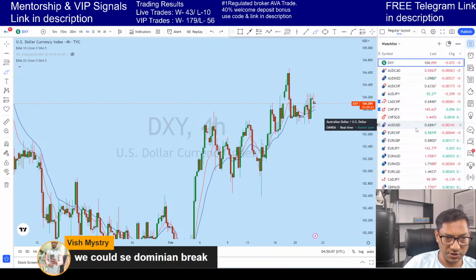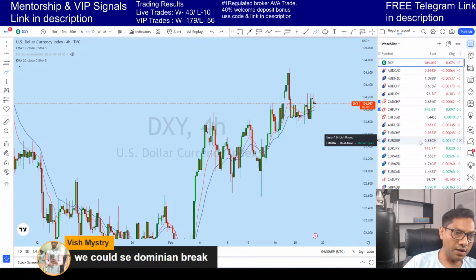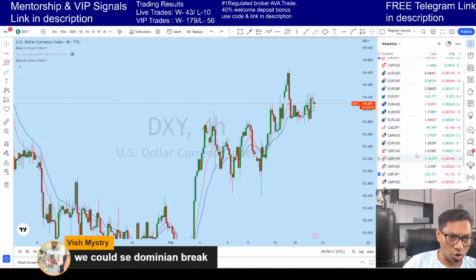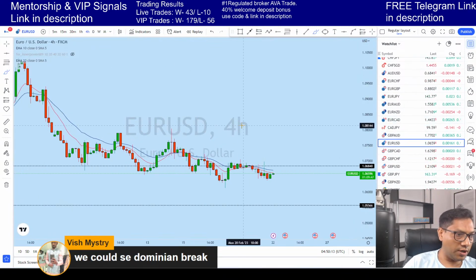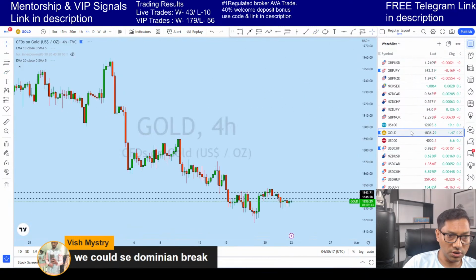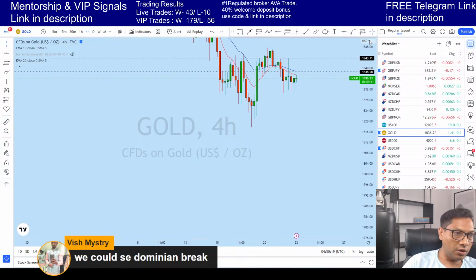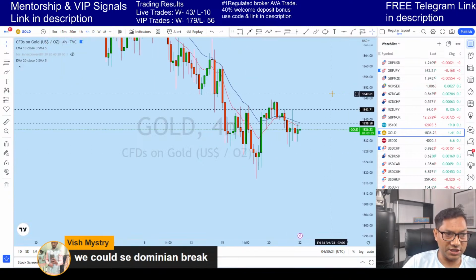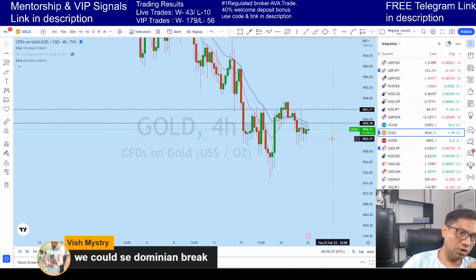So DXY bullish means these pairs are normally bearish. Now, with that notion, let's look at the euro dollar, or rather look at gold. The way we started our session today was with the notion that gold is likely to be bearish. So what we see on the DXY, we can reflect on gold as well.